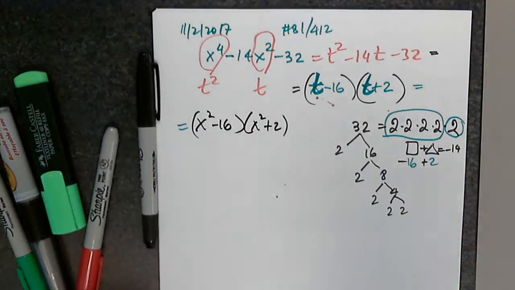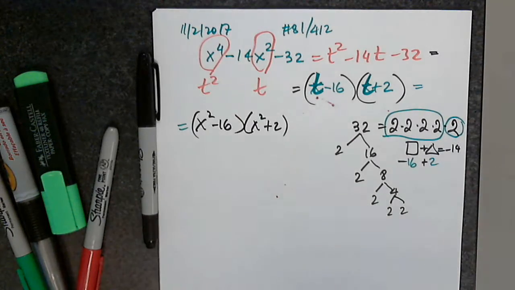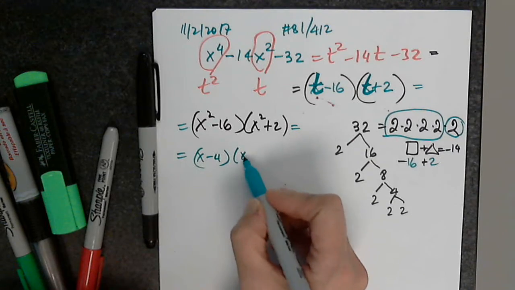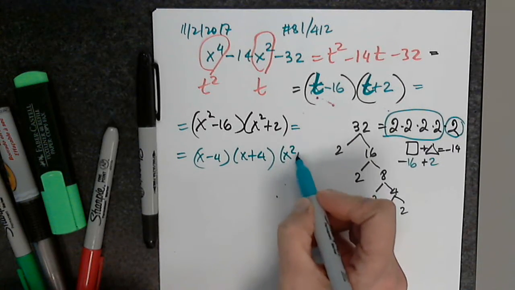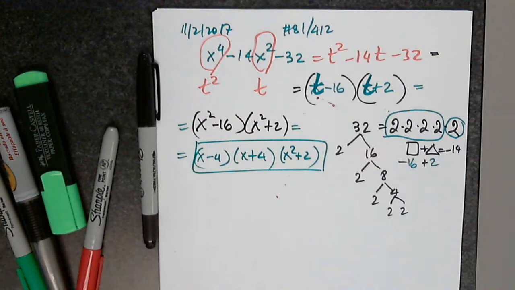Exactly. Can any of these two be further factored? Yeah, the first one. Very good. How do I factor x squared minus 16? x minus 4, x plus 4. Very good question. Thank you.